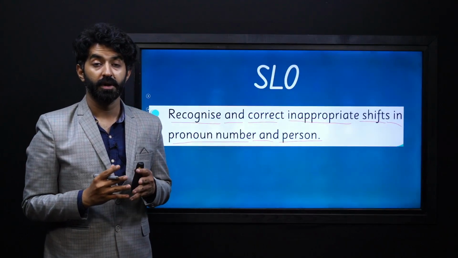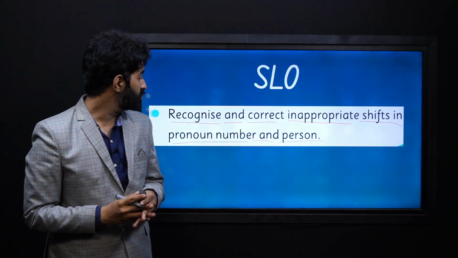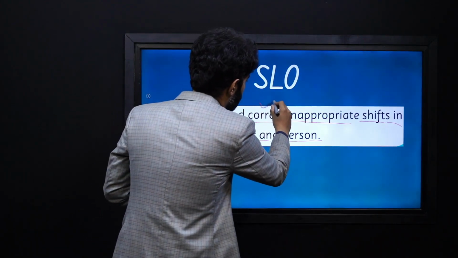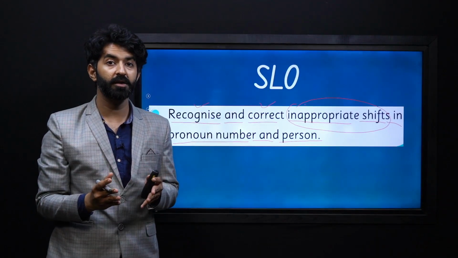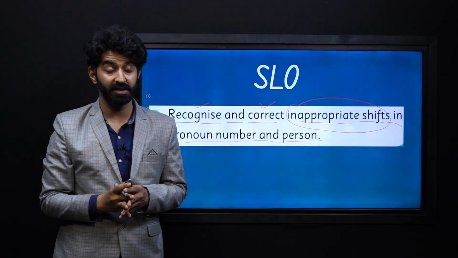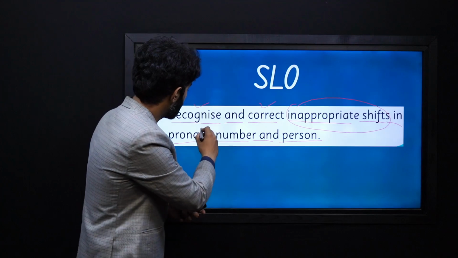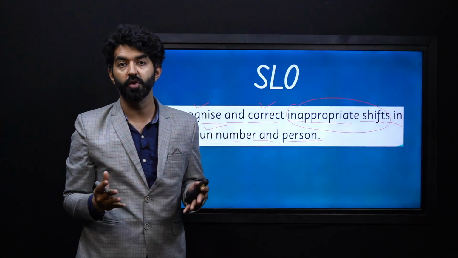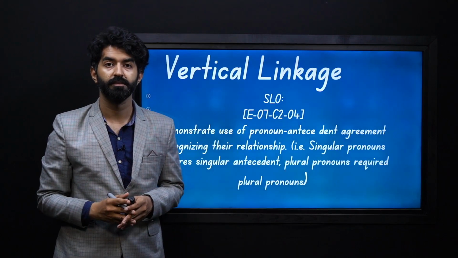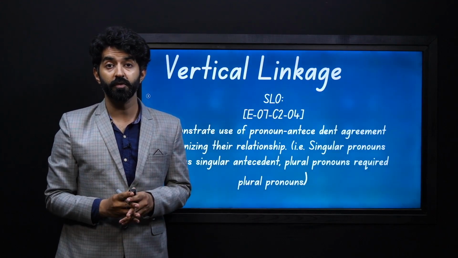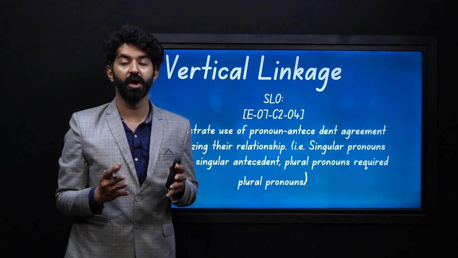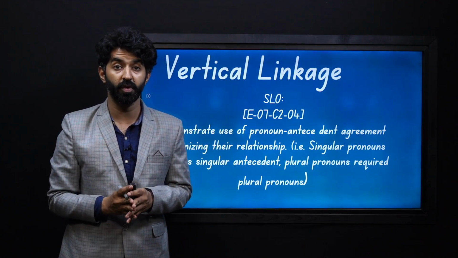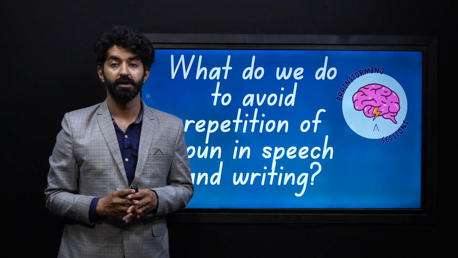So now let's see what we are supposed to do. We will recognize and correct the inappropriate shifts, or often the mistakes that we make while using our pronoun antecedent in pronoun number and also for persons. This is a vertical linkage of this SLO with the previous grade that you have already gone through. I hope that you have remembered most of it till now.